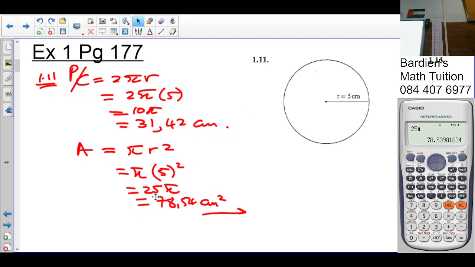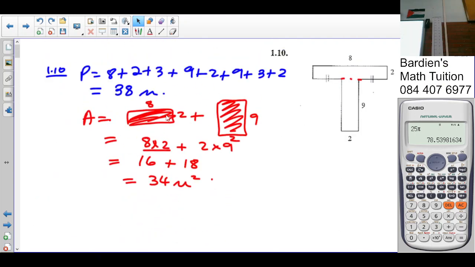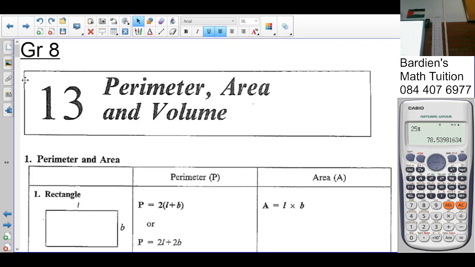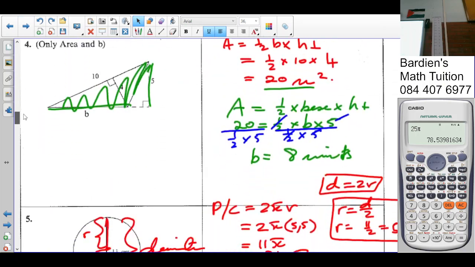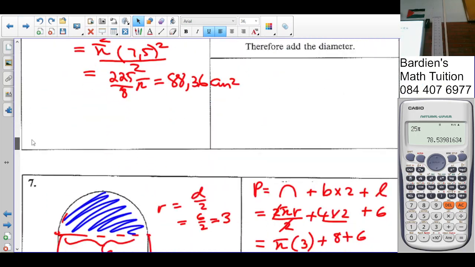But if it says show working out, then you must show it. And if you're going to go straight into the calculator, they're going to penalize you. You should do the calculations. There are certain calculations we wanted to show you steps for, but you will see when it comes.